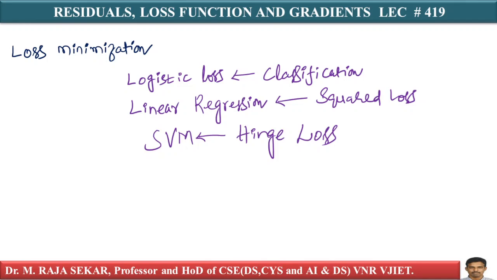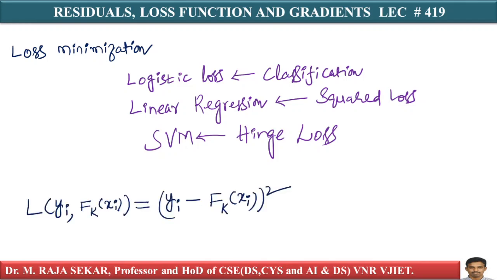Given a residual at the end of stage k, I can define a loss around it. So let's define a loss function written as L. This loss function is dependent on the true class label, y_i, and the model at the end of stage k, that is f_k(x_i), isn't it?